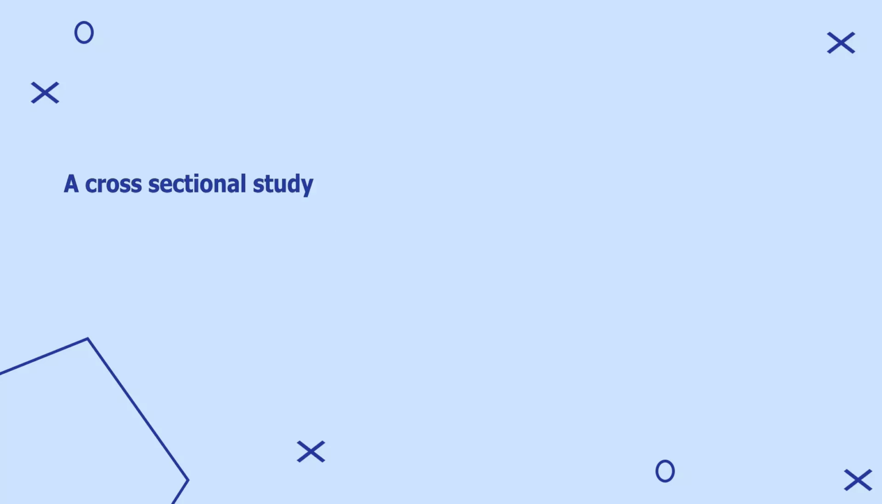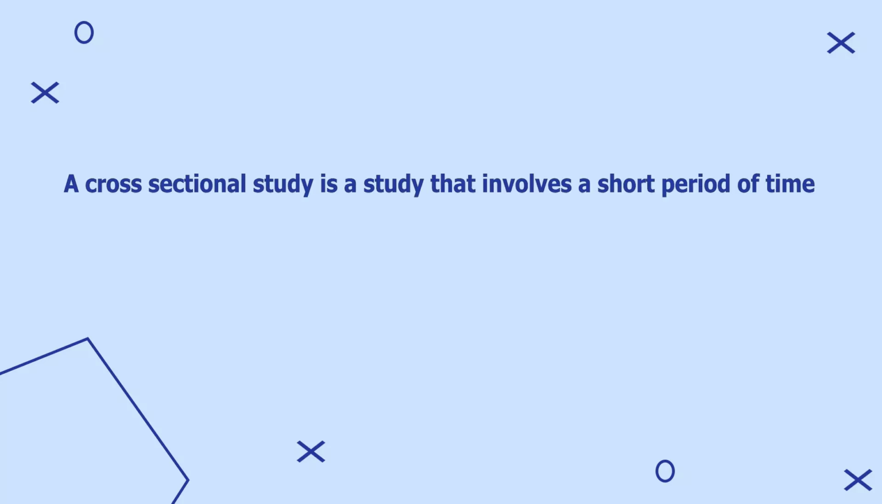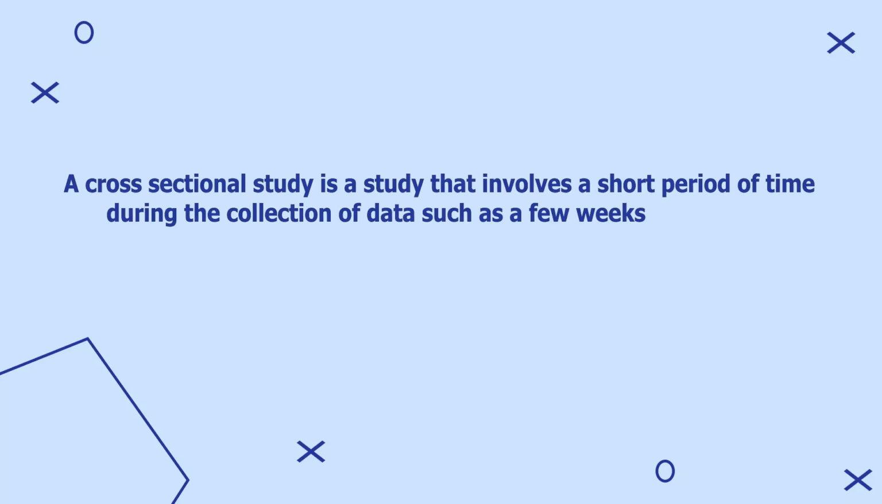A cross-sectional study is a study that will involve the collection of data over a short period of time, such as a few weeks or a month. Most of the studies that we conduct for a thesis or a dissertation are therefore cross-sectional studies because we collect the data over a short period of time, such as a week, 1 month or 2 months.